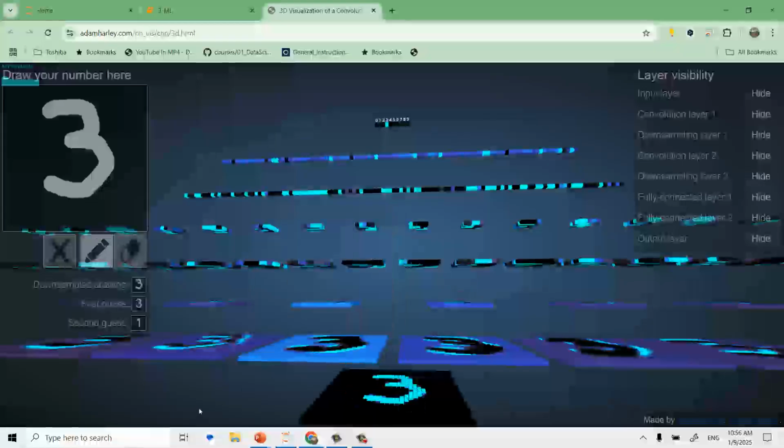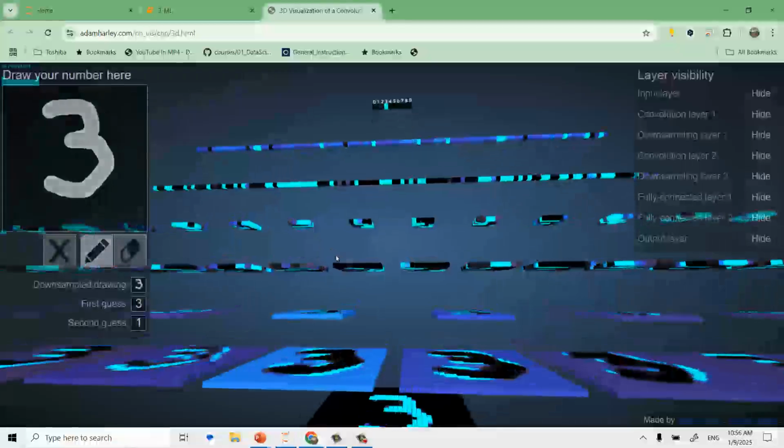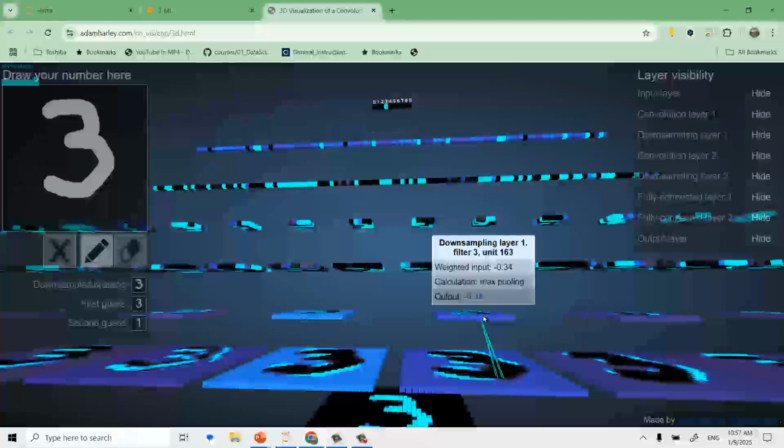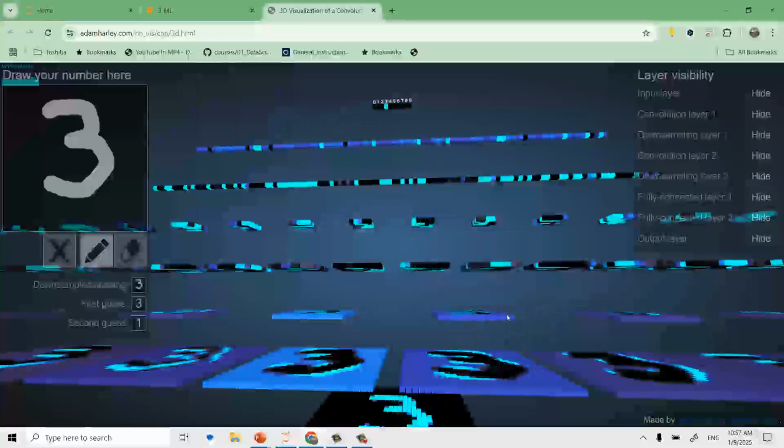Okay, so let's go back to my presentation. I would recommend playing around with this and seeing how these feature maps and the downsampling work. If I look at downsampling here, it looks like it downsampled by a factor of 2. Seeing how that works. So they use downsampling instead of max pooling.